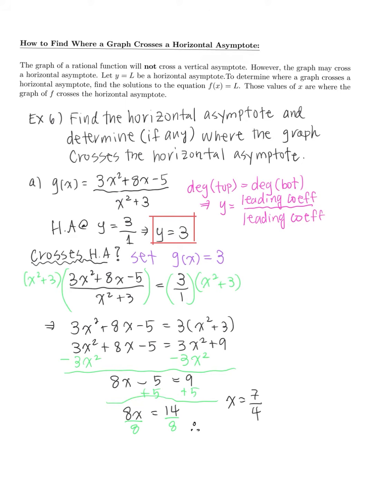Therefore, our g of x crosses the horizontal asymptote when x is 7 over 4. And then what is the y value? y equals 3, because look, y equals g of x, so 3 is going to be the value of y. So let me just box that.